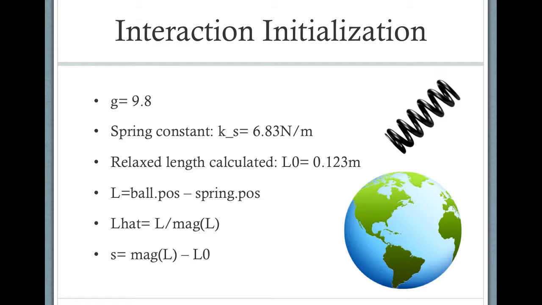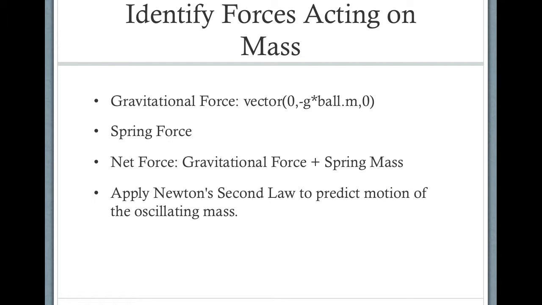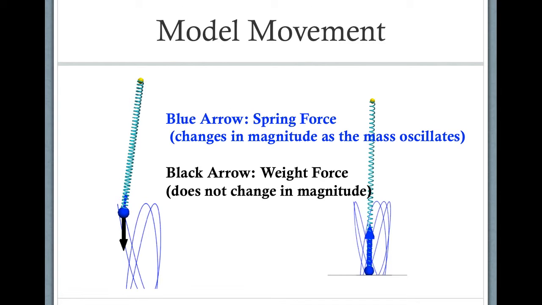Afterwards, the calculations previously made and the initializations were defined in the model, such as g, the spring constant, the relaxed length, the total length, and the displacement s. Finally, we were able to compute the gravitational force, the spring force, and the net force acting on the mass, in order to apply Newton's second law to predict the motion of the oscillating spring.